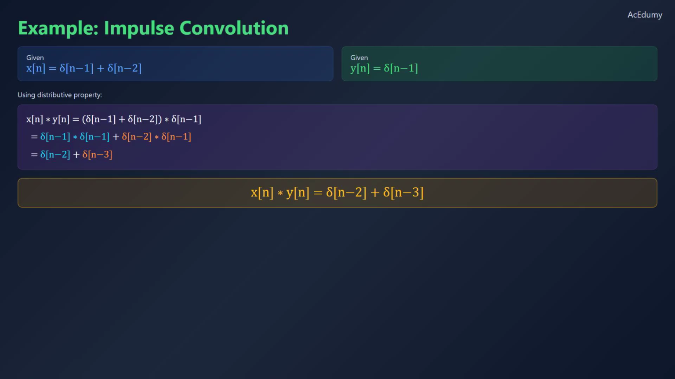Let's apply these properties. Given x[n] equals delta[n - 1] plus delta[n - 2], and y[n] equals delta[n - 1], using the distributive property, we split the convolution into two parts. Delta[n - 1] convolved with delta[n - 1]. By the impulse identity, this gives delta[n - 2]. Delta[n - 2] convolved with delta[n - 1] gives delta[n - 3]. So the final result is delta[n - 2] plus delta[n - 3].